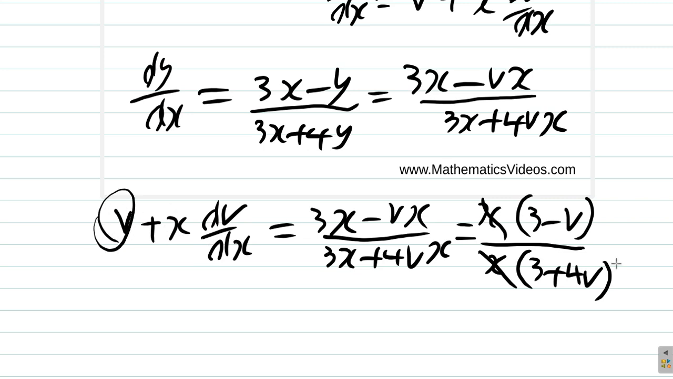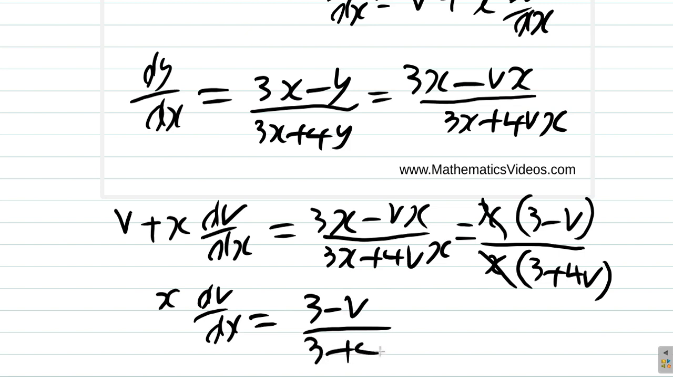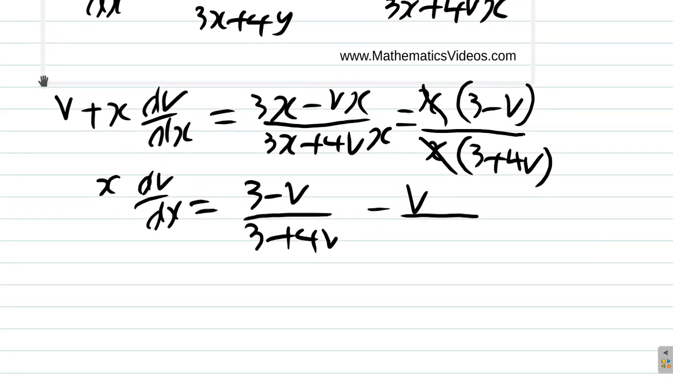We want this v to be mixed up with the v's over here and remove it. So we have x dv by dx equals 3 minus v over 3 plus 4v, minus v. Alright. We can use common denominators here. This is v over 1. We can, since we have 3 minus v over 3 plus 4v here, make this be over 3 plus 4v.